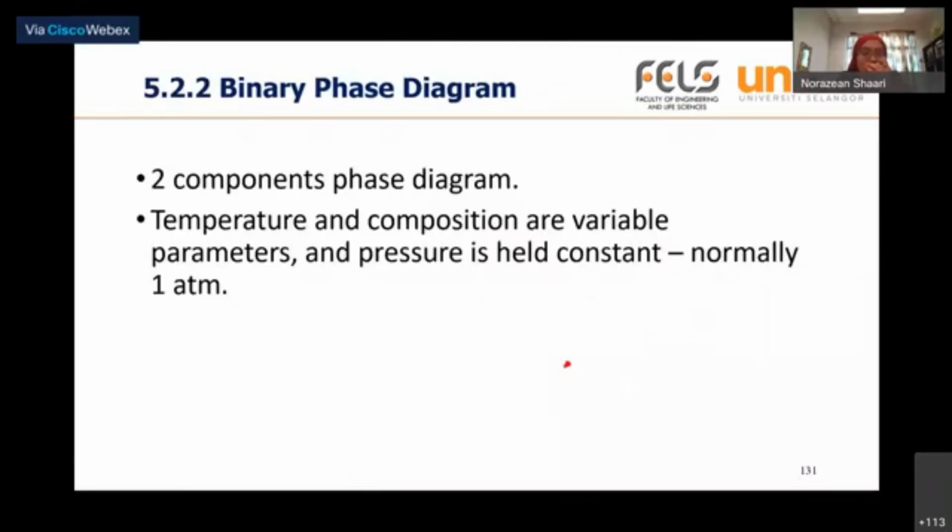For binary, it's a two-component phase diagram. So for binary, temperature and composition are the variable parameters, and pressure ni adalah constant, normally 1 atmosphere.